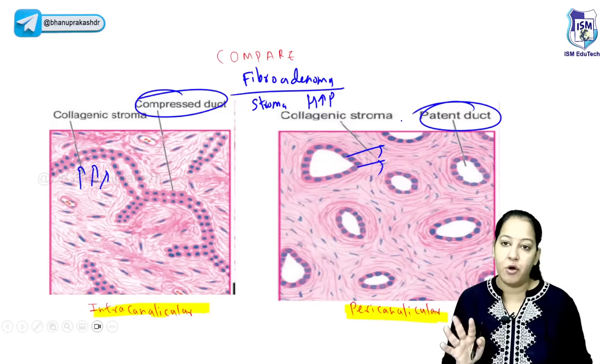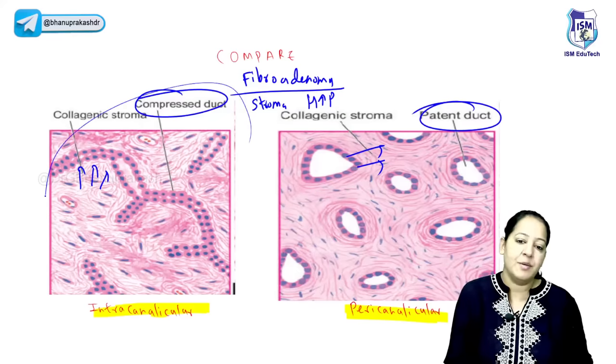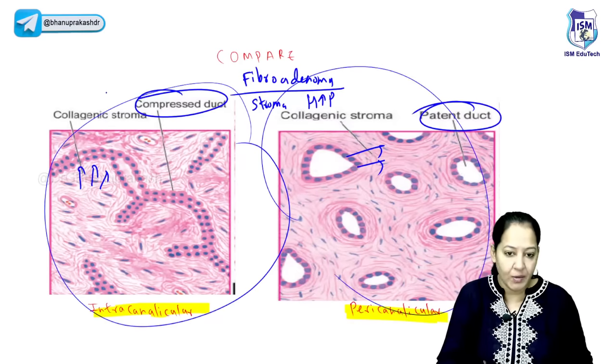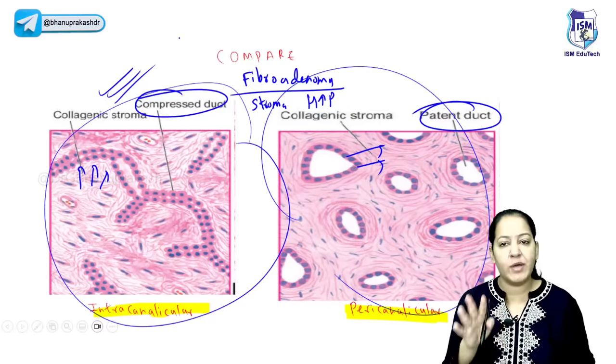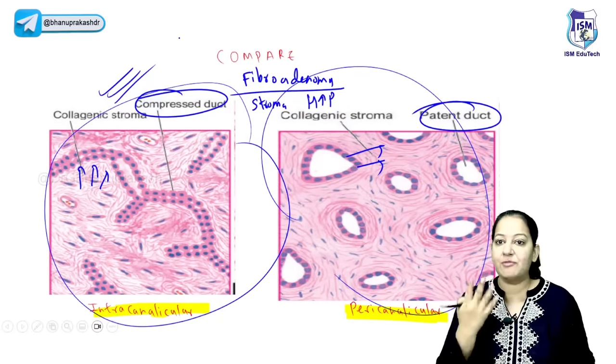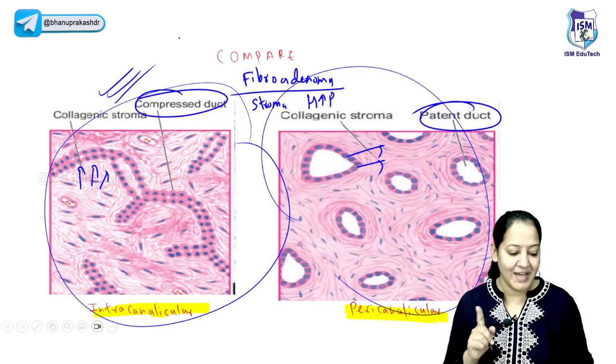You get questions on the morphology. These will be spotter images. Whether this image or this image is given to you, usually the more common is intracanalicular. So if you get this image as a spotter, looking at the microscope you can say it's fibroadenoma. You got it?